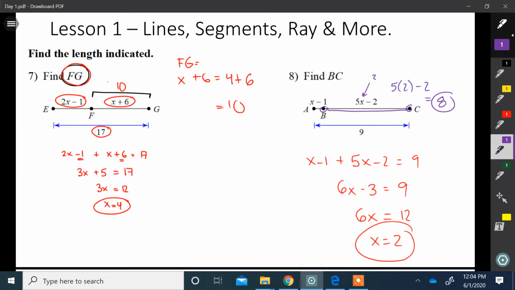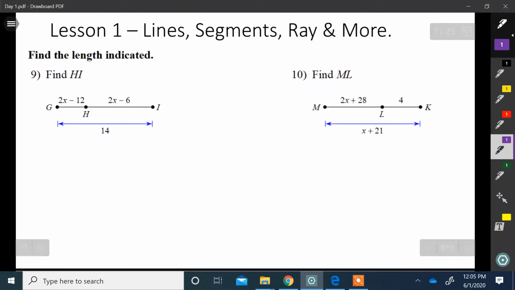You're doing more than just finding x. You also have to find the value of that segment, but it's very easy after you find x. All right, let's move on, guys.